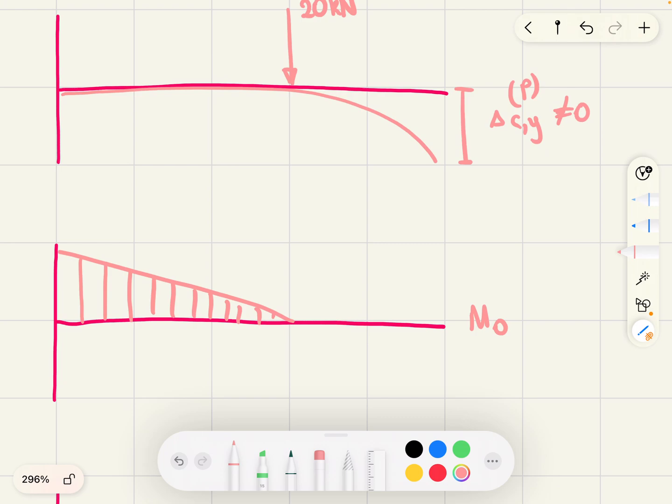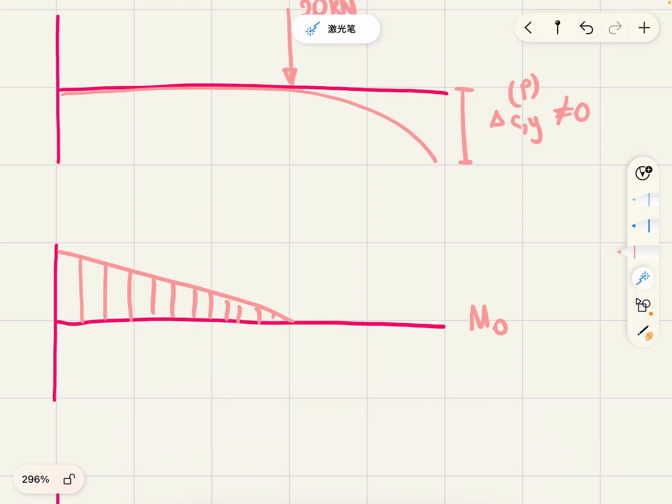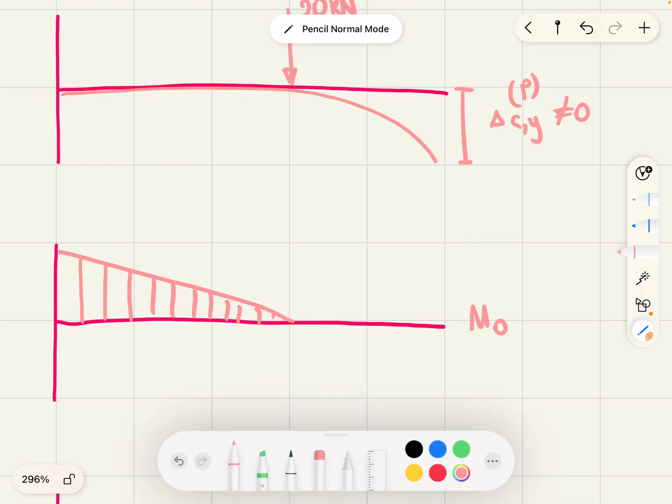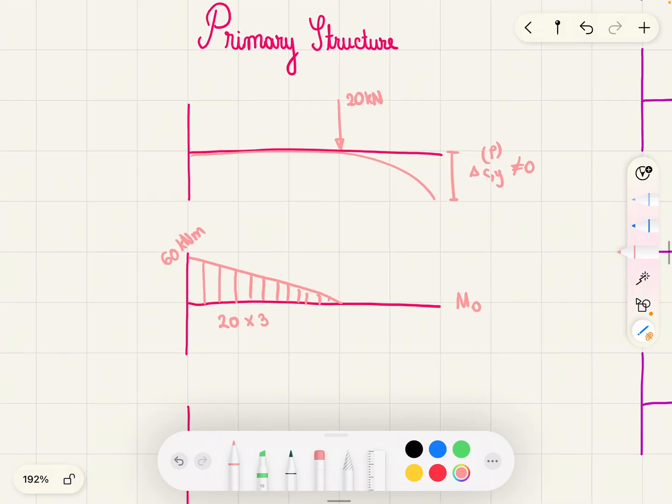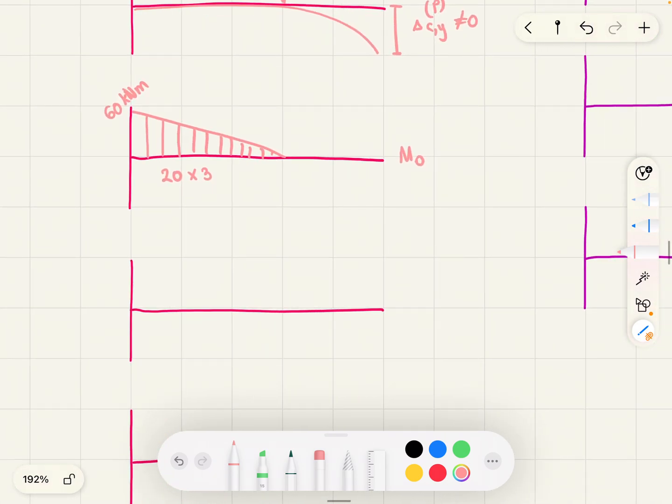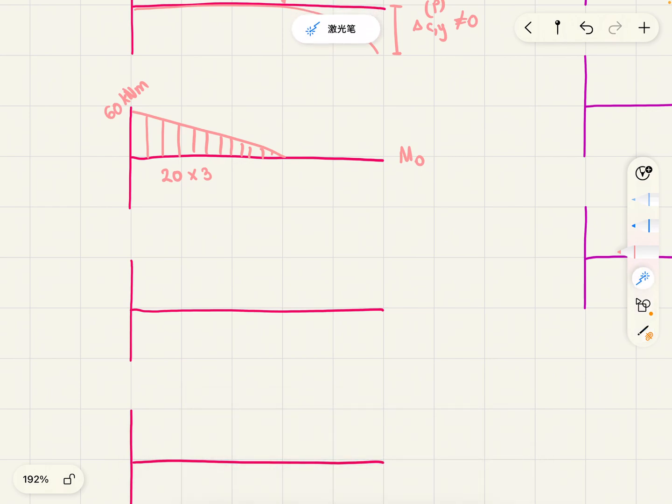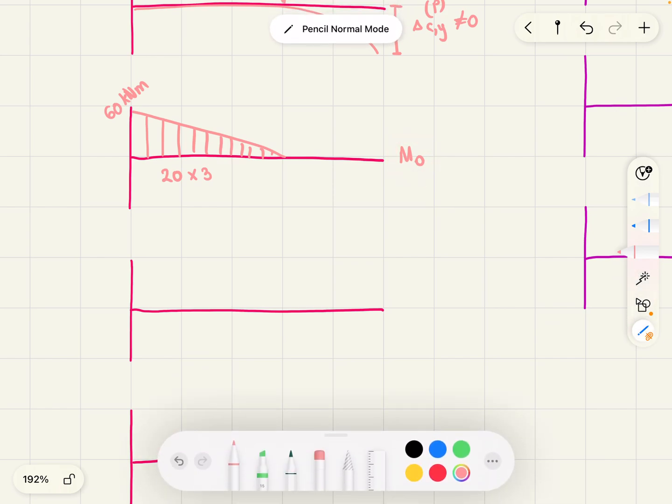And to find the maximum value of moment here, we have to do moment equals force of 20 kilonewtons times by the distance of 3 meters across which it's acting. So 20 kilonewtons times by 3 meters, we're going to have 60 kilonewton meters. Now, we need to draw the bending moment diagram this time. Here we drew the bending moment diagram due to the real one.